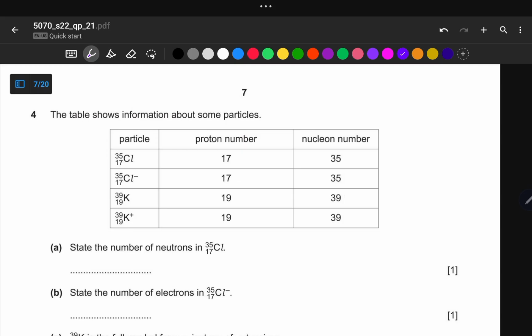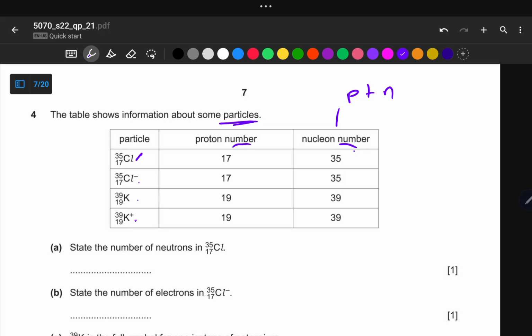And we now move on to the next part of the question, which is number 4. So number 4 says the table shows the information about some particles. So we have this chlorine, and then we have this chloride ion, we have potassium, and then we have this potassium ion, right? So these are the proton number and the nucleon number. All right. So the nucleon number is defined as the sum total of protons and neutrons in the nucleus, right? So we did atomic structure. So you should go and check our playlist, right?